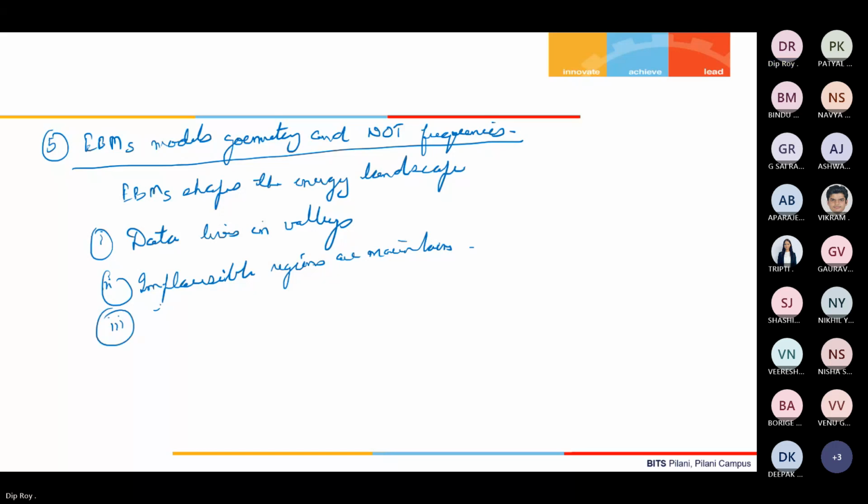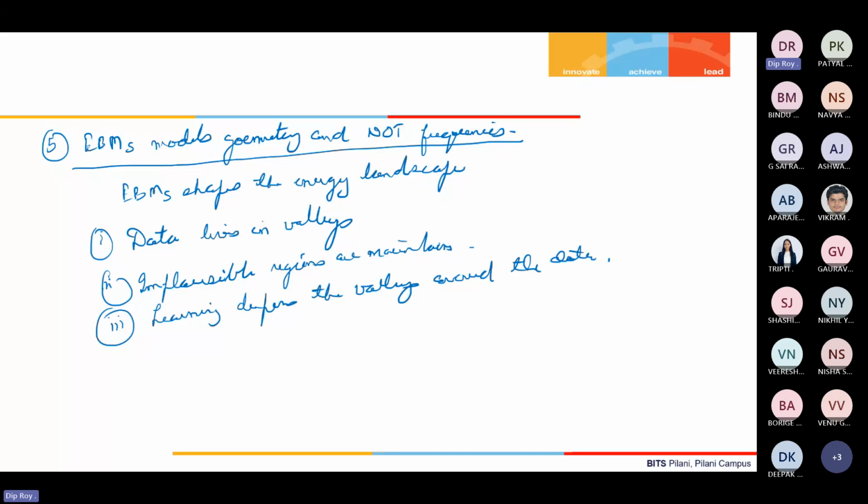Learning essentially deepens the valleys around the data. Okay. So we are not memorizing the frequency, but learning the structure. And this is why EBMs excel at multimodal distributions.